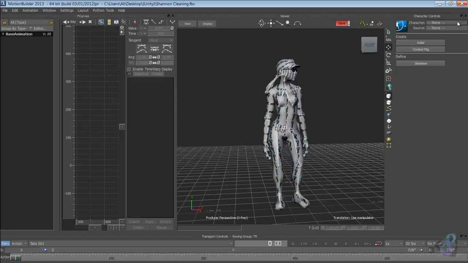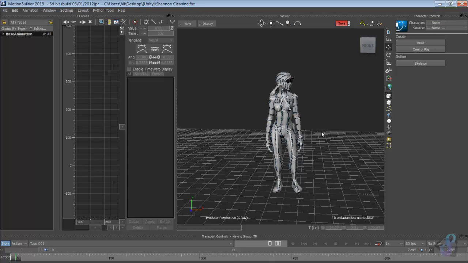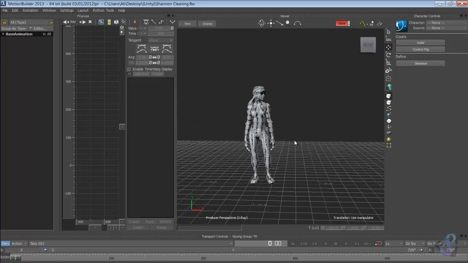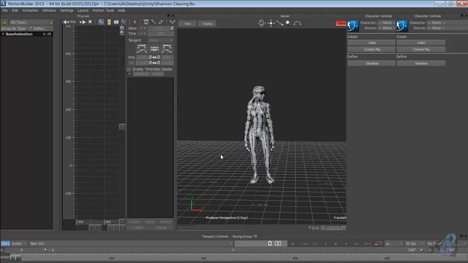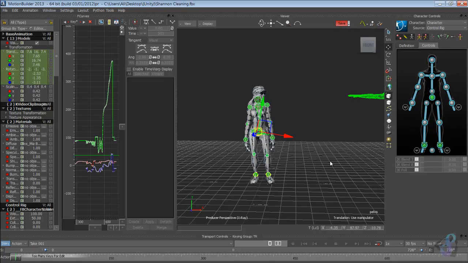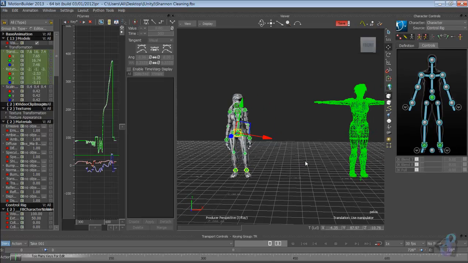I have no characterization on her. I lost both characters, but it seems that before deleting it, it just baked the animations on the skeletons. So hey, I'm in frame zero. Why are you not in the T-pose? You had a T-pose on frame zero. Hey, what's going on? Okay, Control-Z, Control-Z, Control-Z. Here we go. We have Mia back.